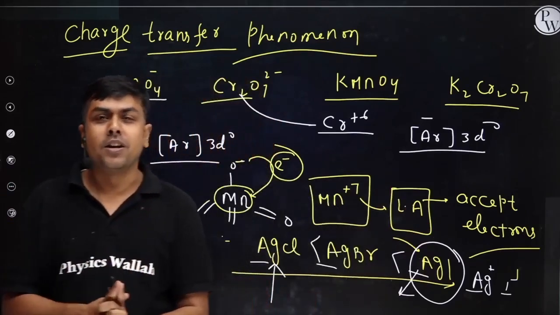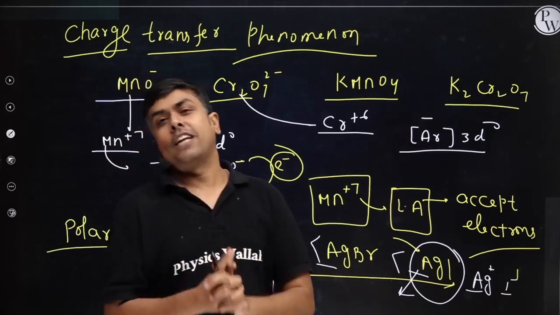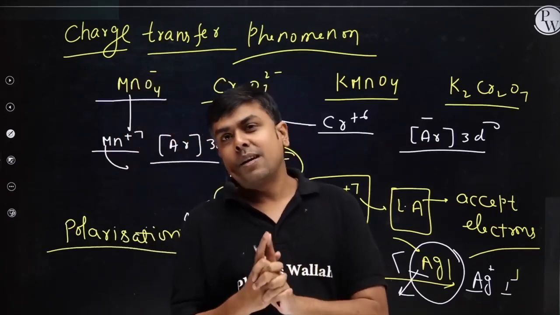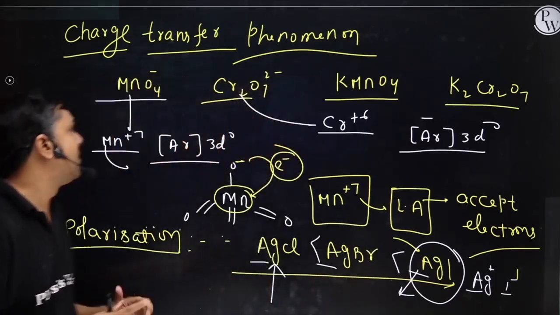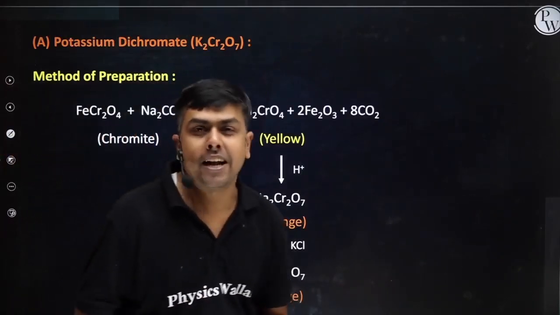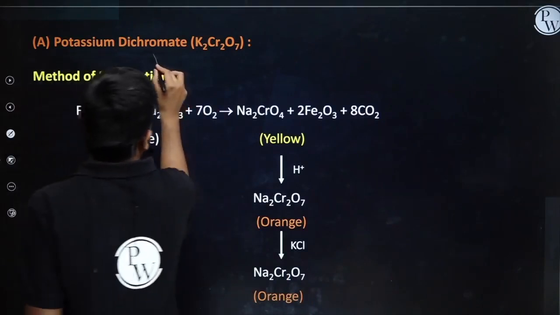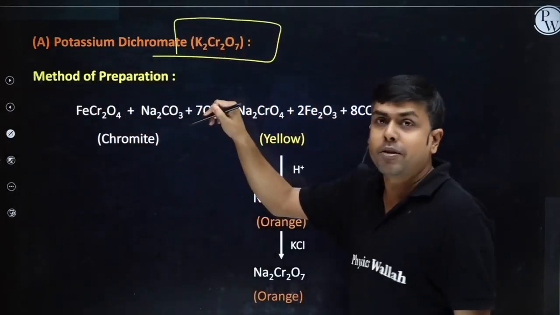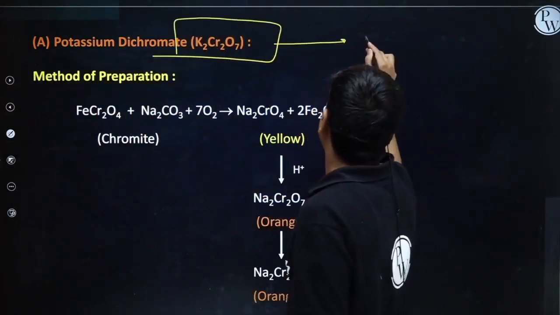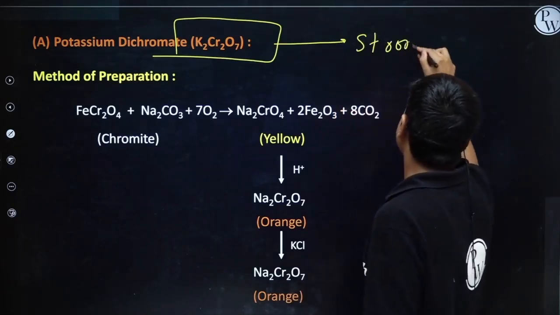Now we are going to discuss the compounds of d block element. And the first compound which we are going to discuss is there on the screen, and it's potassium dichromate, K2Cr2O7. Have we studied about this particular compound? Yes. A strong oxidizing agent.